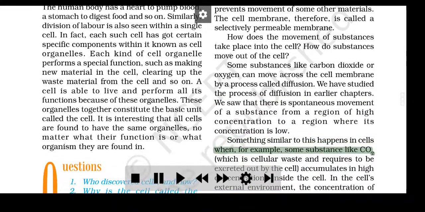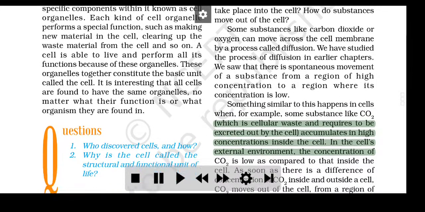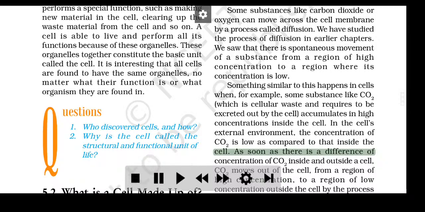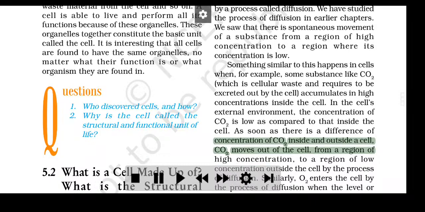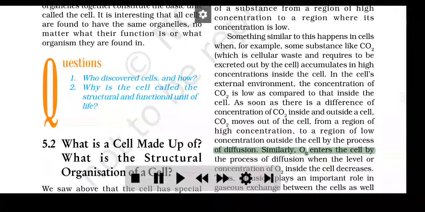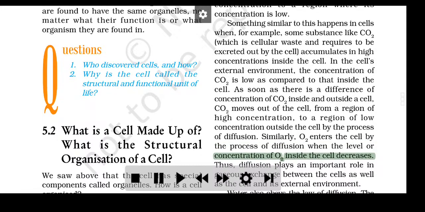When, for example, some substance like CO2, which is cellular waste and requires to be excreted out by the cell, accumulates in high concentrations inside the cell, in the cell's external environment the concentration of CO2 is low as compared to that inside the cell. As soon as there is a difference of concentration of CO2 inside and outside a cell, CO2 moves out of the cell from a region of high concentration to a region of low concentration outside the cell by the process of diffusion. Similarly, O2 enters the cell by the process of diffusion when the level or concentration of O2 inside the cell decreases.